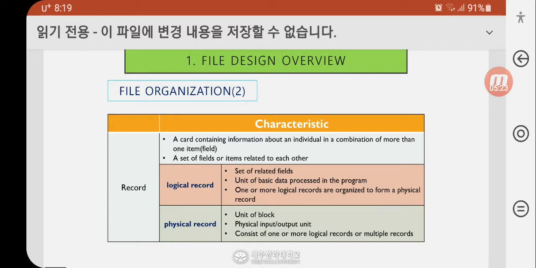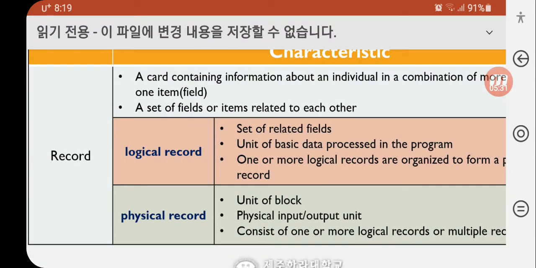Record is divided into two types, logical record and physical record. Logical record is a set of related fields. That is a unit of basic data processed in the program. And one or more logical records are organized to form a physical record. But physical record is a unit of block. That is physical input-output unit. Physical record consists of one or more logical records.